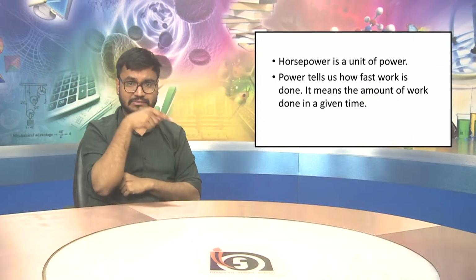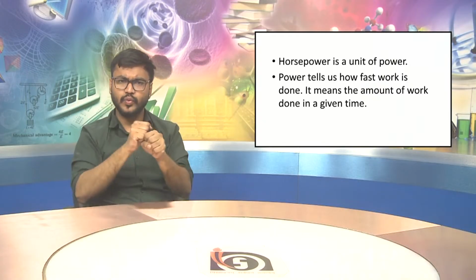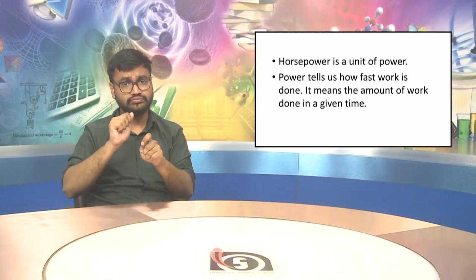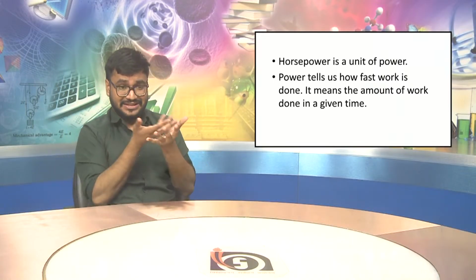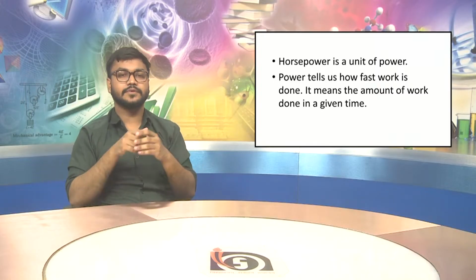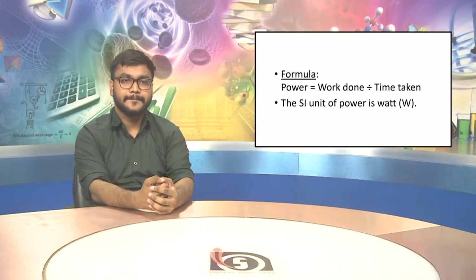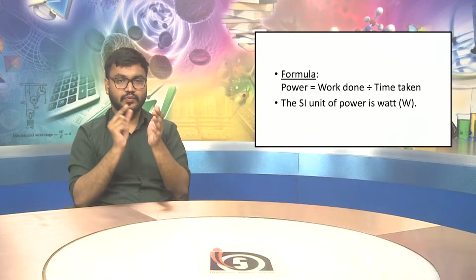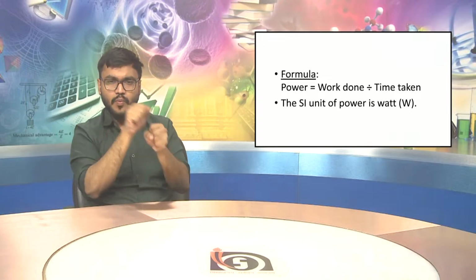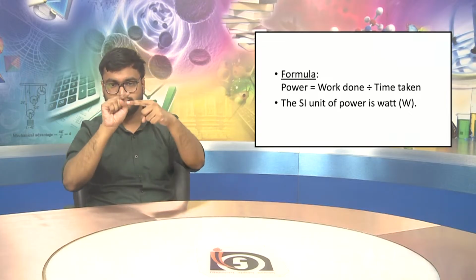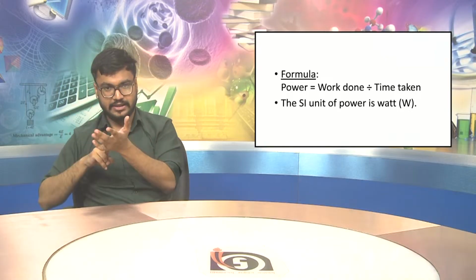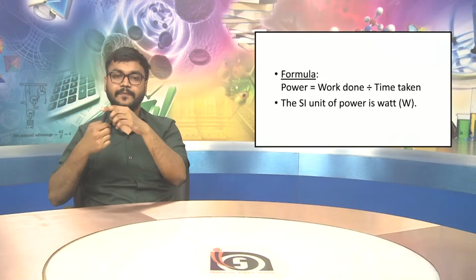But what is horsepower? Horsepower is a unit of power, and power tells us how fast work is done. It means the amount of work done in a given time. And here is the formula through which we get the power. We get the power by dividing the work done by the time taken.